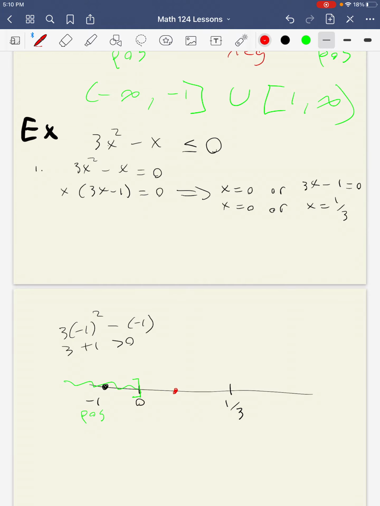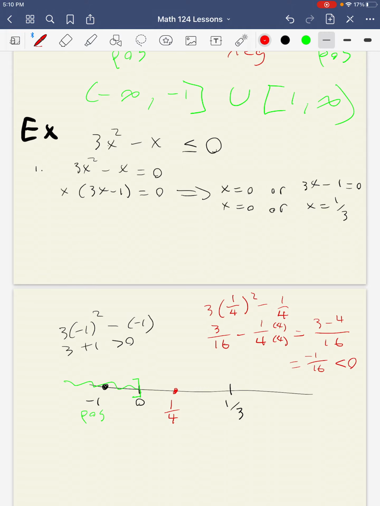Let's plug in a number here. Plug in what? So that was 1/3. What should we do? 1/4. If we plug in 1/4, do 3 times 1/4 squared minus 1/4. So that's 3 over 16 minus 1/4. Get a common denominator, and this becomes 3 minus 4 over 16. So -1 over 16, and that is negative. So we are negative in here.